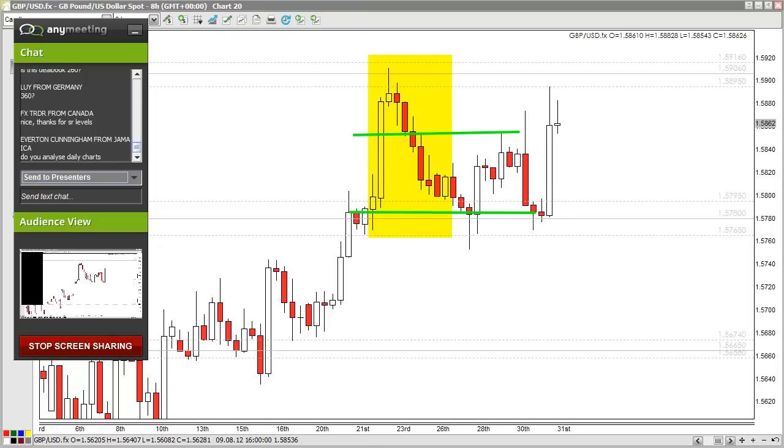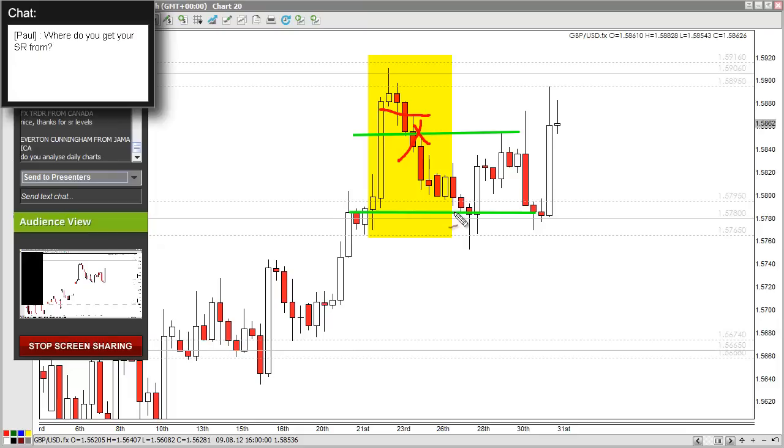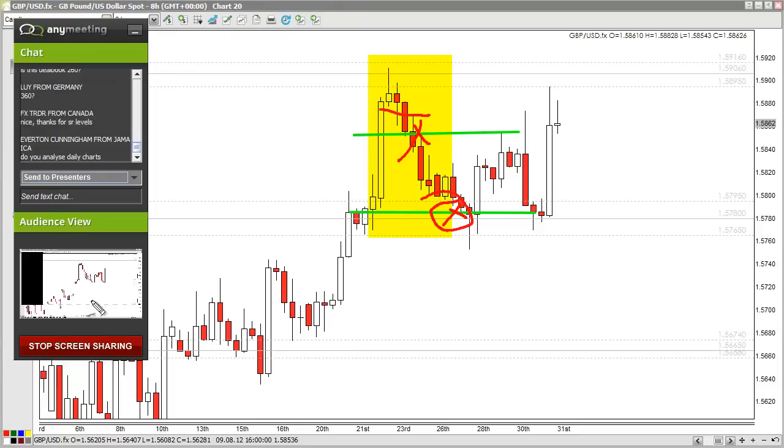Once my first position is hit, I would move my stop loss to break even. So I'd move my stop loss to my entry, and then my second target would be down here. Once that's hit, I would exit both positions and the trade would be closed out completely.